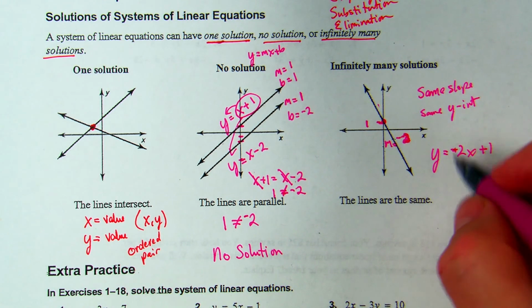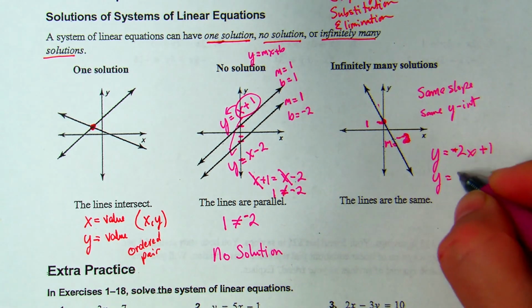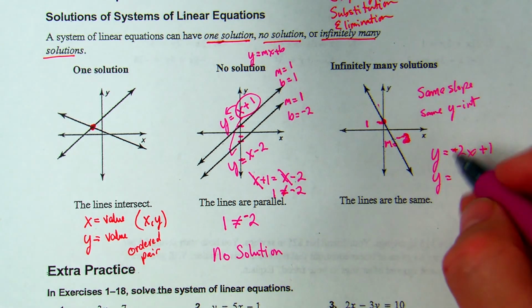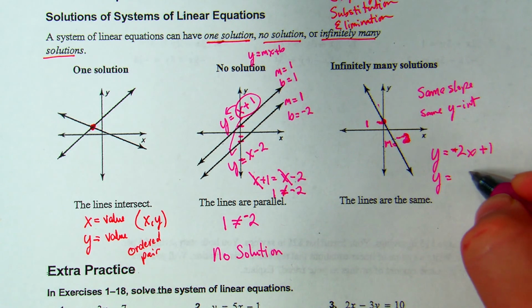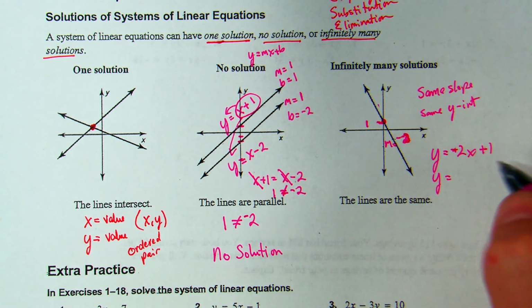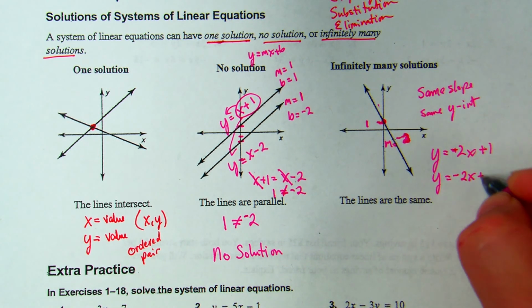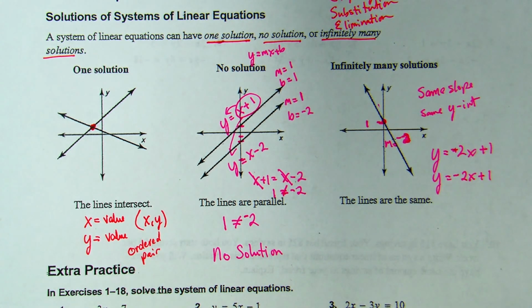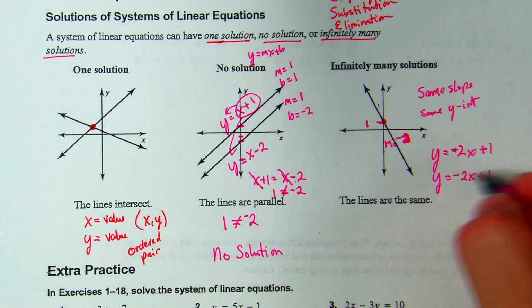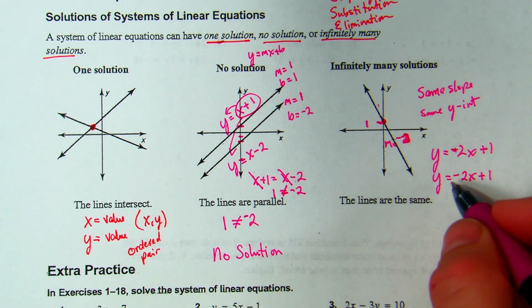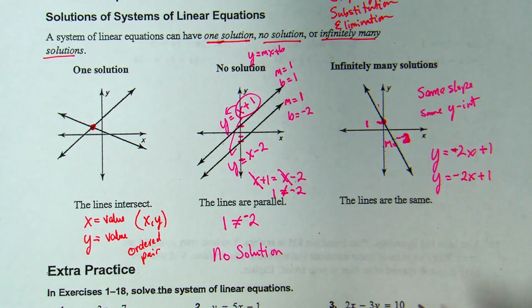And you may see this where everything's doubled. So it might be 2y equals negative 4x plus 2 if everything's doubled or tripled or something. But in essence, you're going to end up with the same equation if you were to reduce them or multiply something, to where you end up with the same equations here. You have the same slopes and the same y-intercepts.